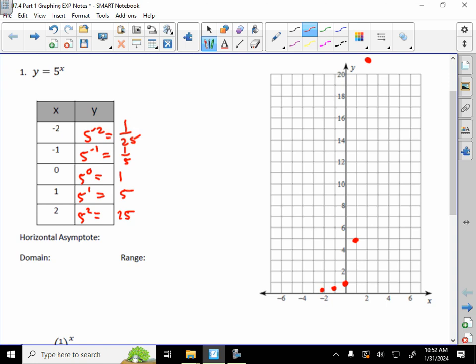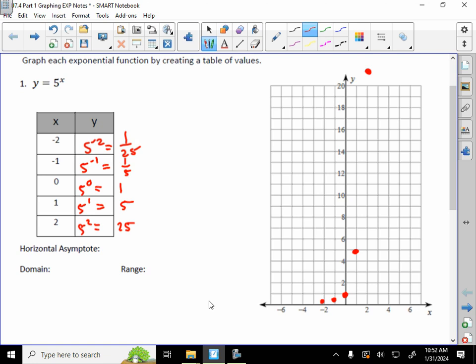All right, and so this is the shape of this graph. We connect them.